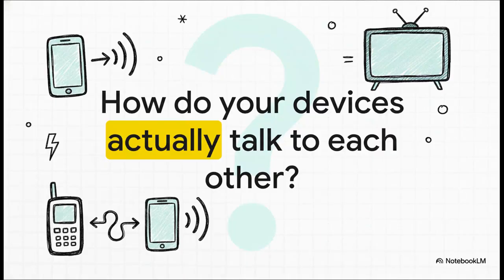And that brings us to the big question, right? How does all this actually work? How does your phone know how to talk to your TV? And maybe more importantly, how did we get from those clunky, super slow internet pages on the very first mobile phones to where we are today? Okay, let's dive into it.